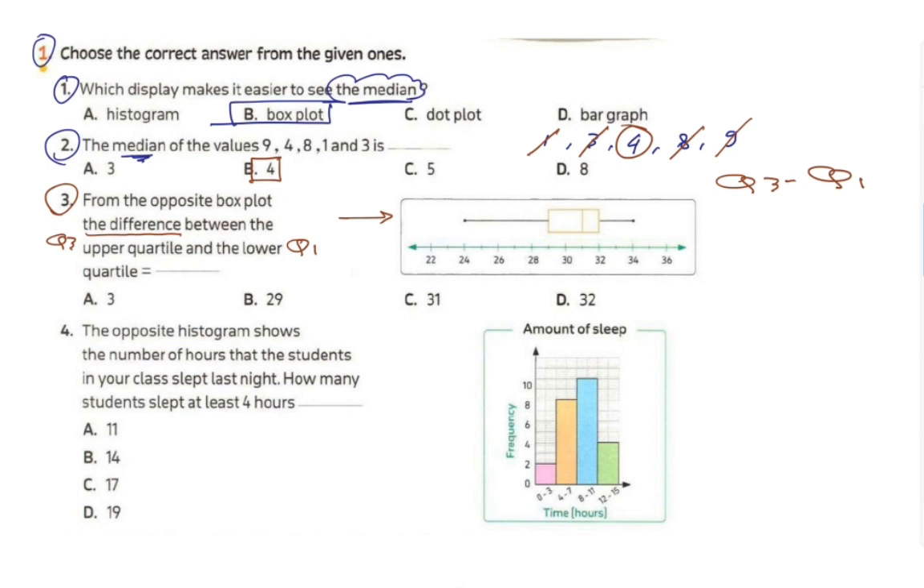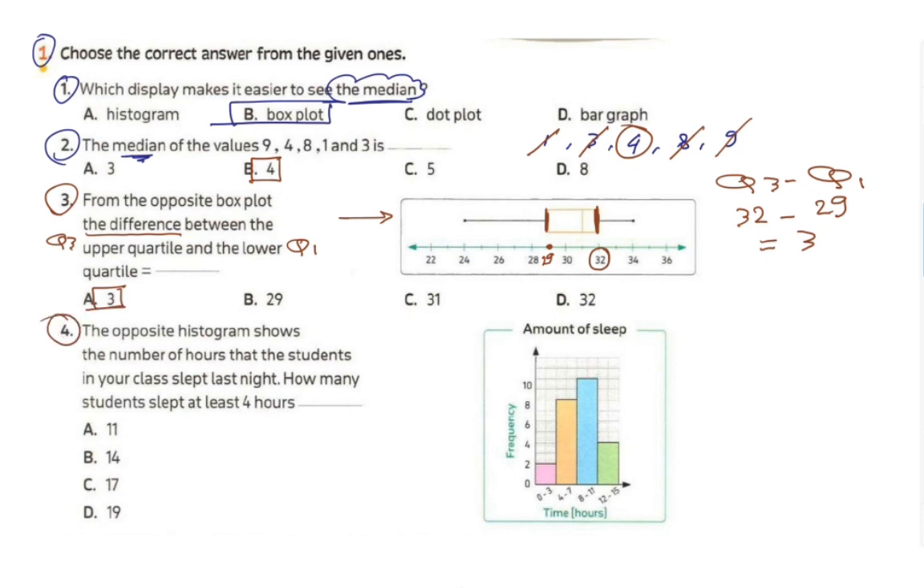Q1 is here, this line. This line goes to this point between 28 and 30, it's 29. And Q3 here is 32. Now 32 as Q3 minus what? Minus Q1 as 29. That equals 3. That's right. So choose 3.